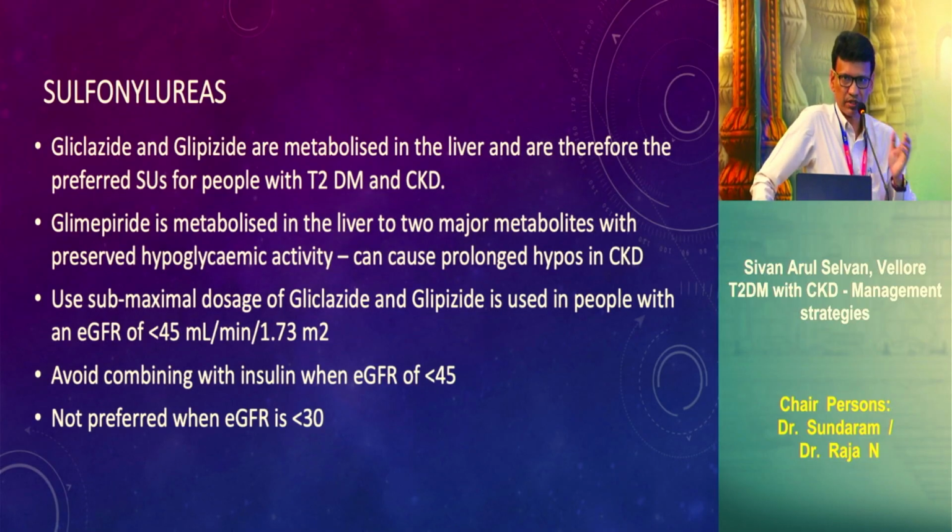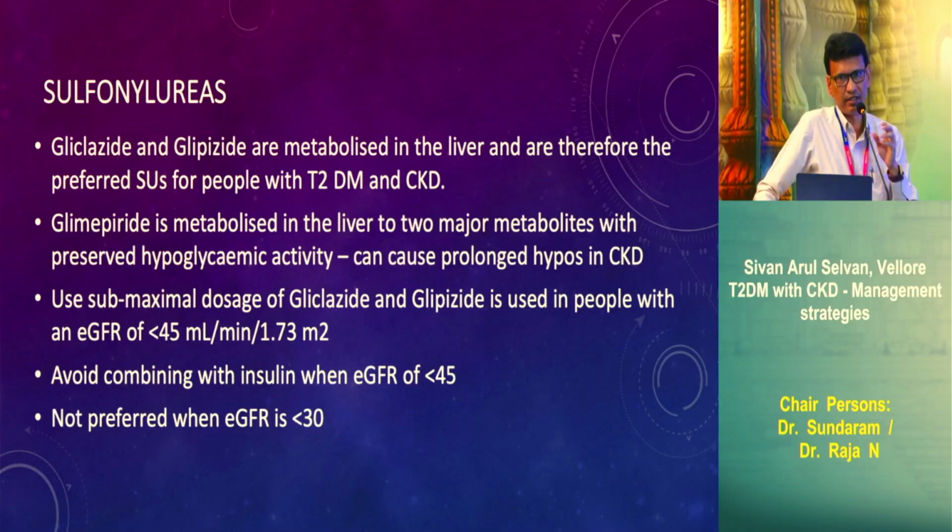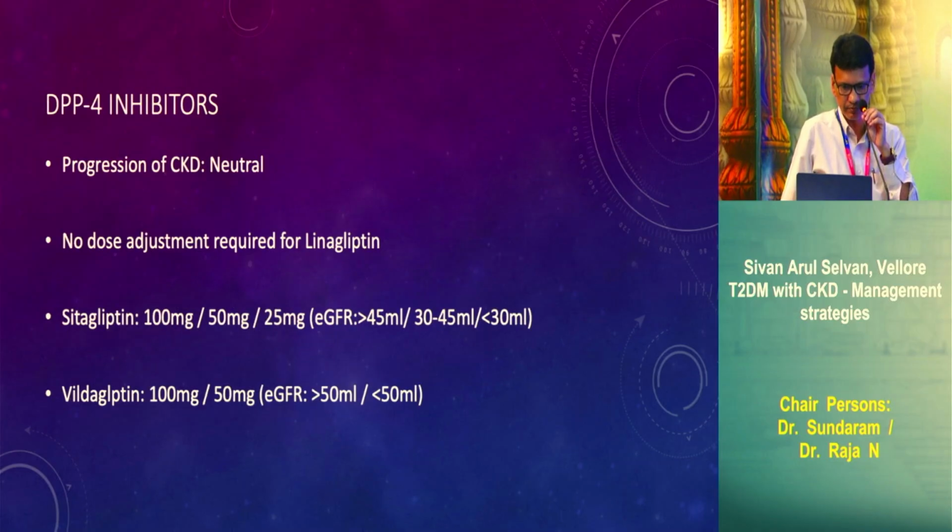Among sulfonylureas, the commonly used preferred drugs in CKD are gliclazide and glipizide because the metabolism is by the liver. Glimepiride, even though it is metabolized by the liver, has some metabolites with hypoglycemic effect that are excreted by the kidney. So hypoglycemia risk is higher with glimepiride. But in CKD patients, always don't be aggressive with sulfonylureas. Use a submaximal dose, especially when GFR is less than 45, and avoid combining with insulin. And it is not preferred in stage 4 and stage 5 CKD.